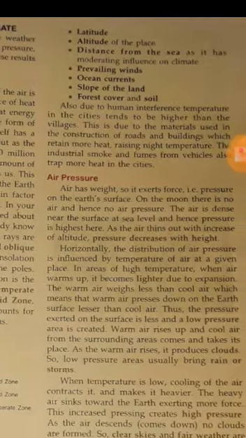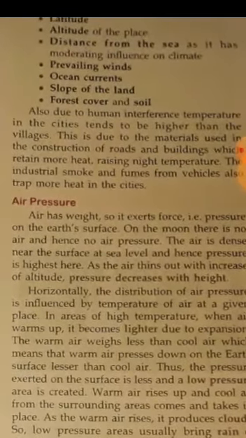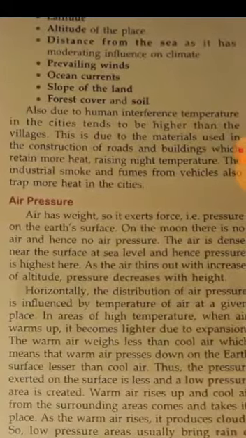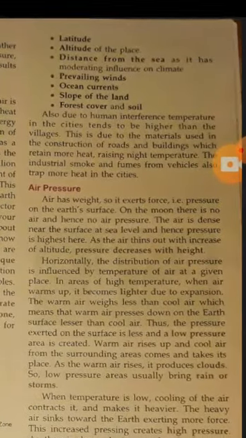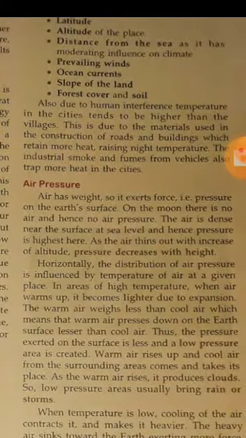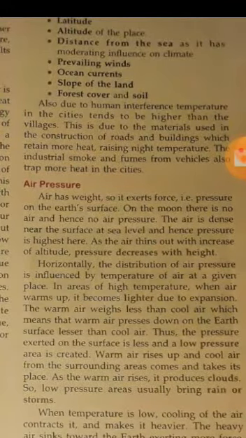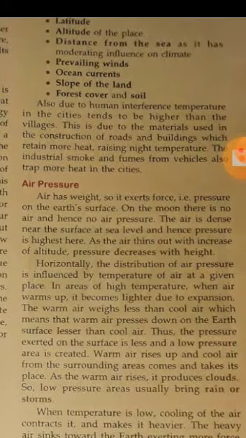Also, due to human interference, temperature in the cities tends to be higher than the villages. This is due to the materials used in the construction of roads and buildings, which retain more heat, raising night temperature. The industrial smoke and fumes from vehicles also trap more heat in the cities.